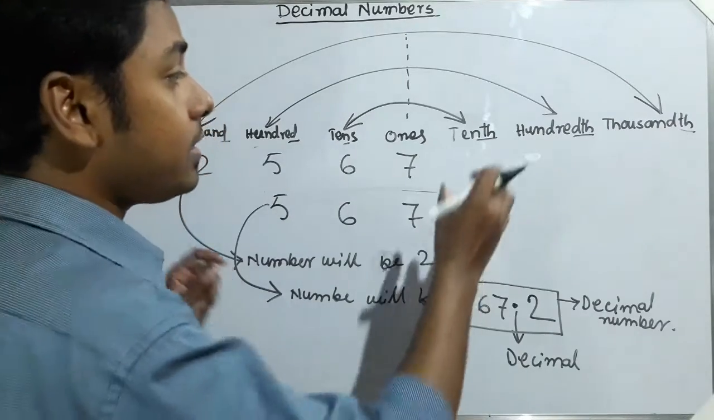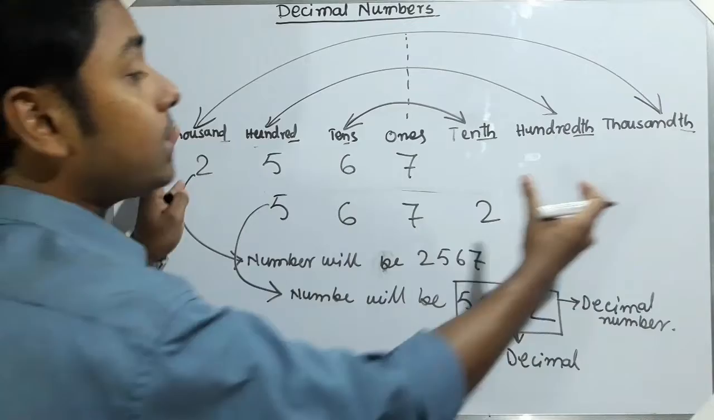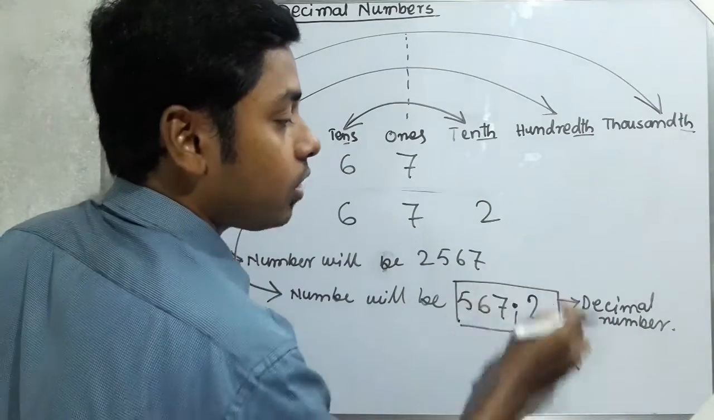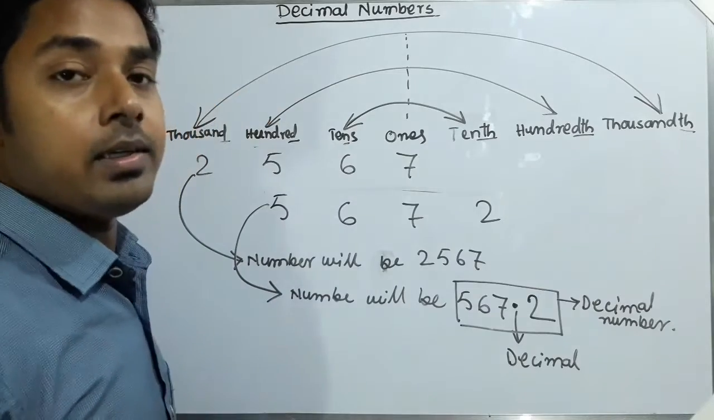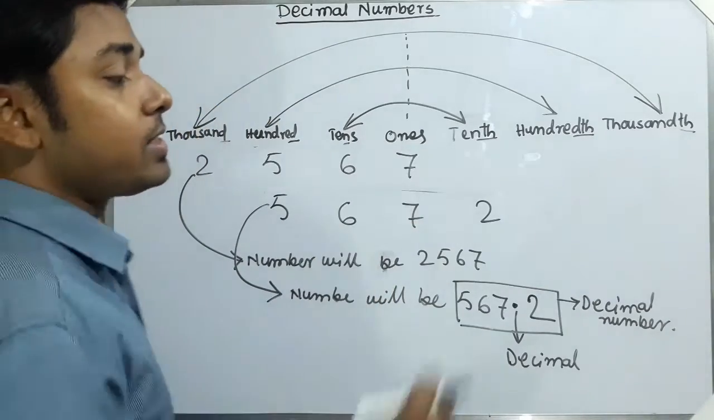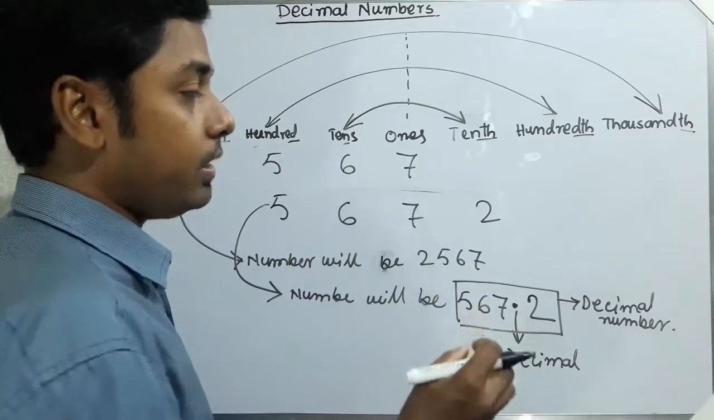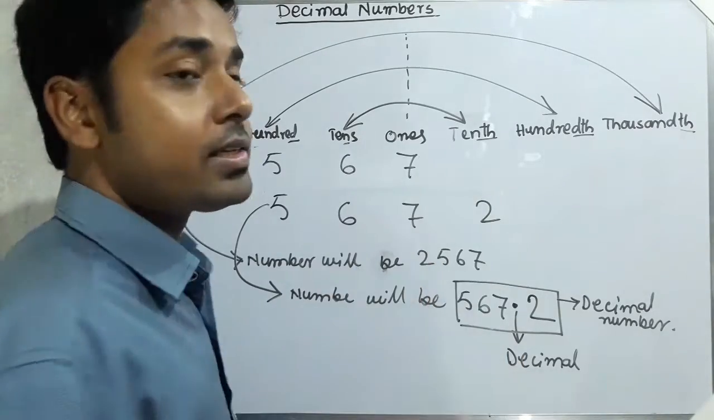Okay, and these are the places, and whenever you have a number including these two parts, that number is called a decimal number. And how to read this number? Some of the students make a little mistake here. How to read this number?